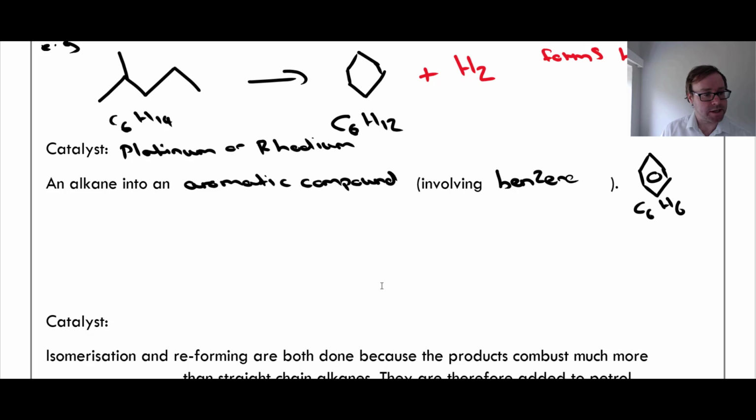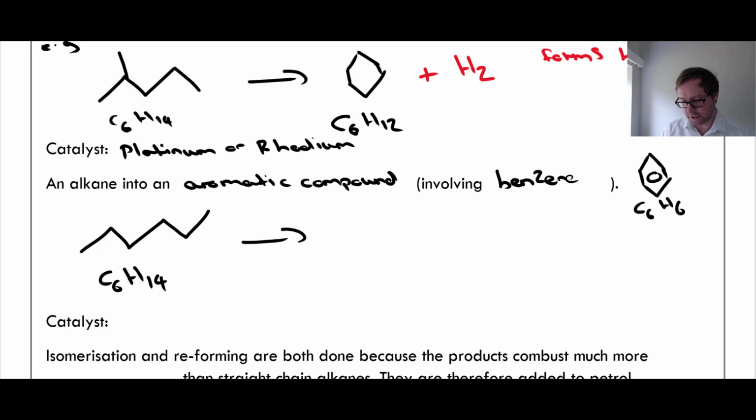So an example is: I'm going to take my hexane. Whoops, that's definitely not hexane. So I'm going to take my hexane, which has a molecular formula of C6H14, and I'm going to turn it into benzene. Again, I want you to see if you can work out what the other product is.